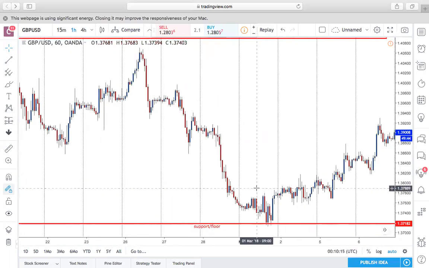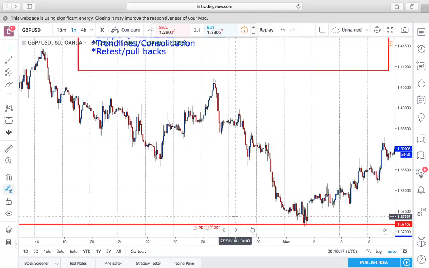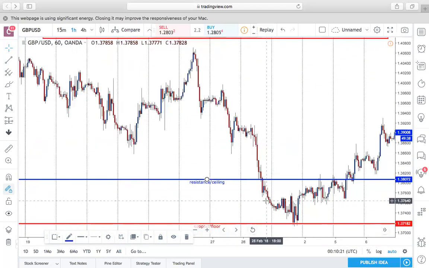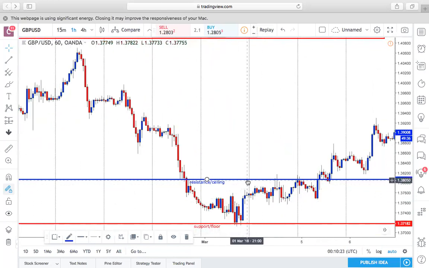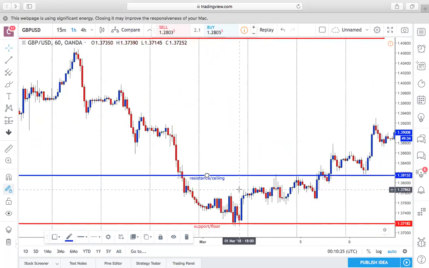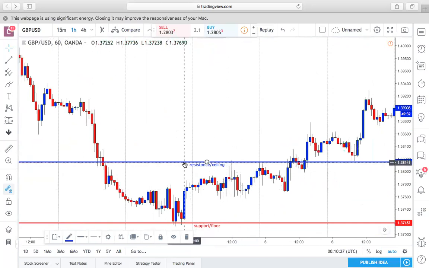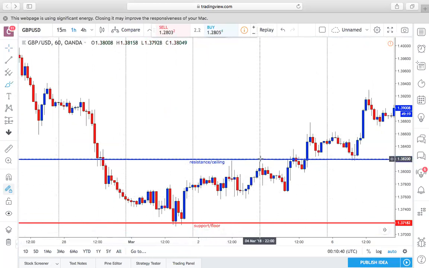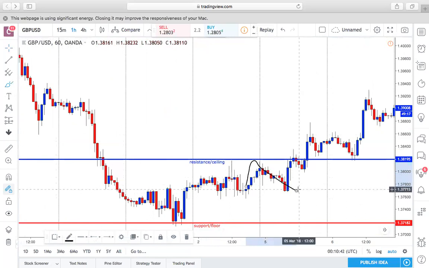So now what I'm going to do is bring in my resistance line. This will be our resistance line. Why? Because price is acting as a ceiling, as you see here. And here, price came to the ceiling, the resistance line, and reversed. Same thing again, came up and reversed.